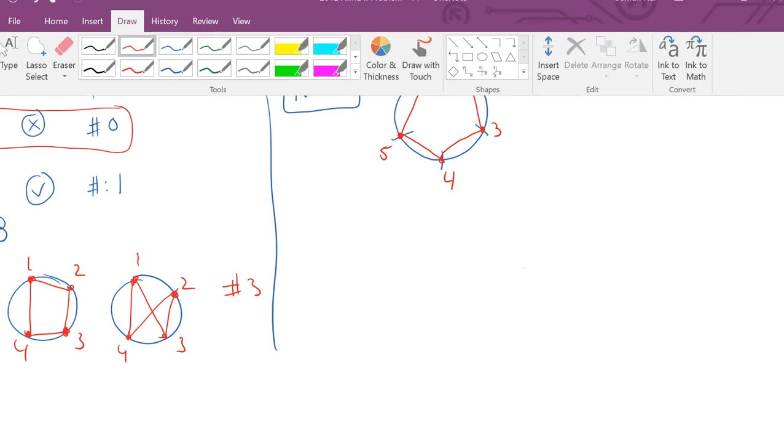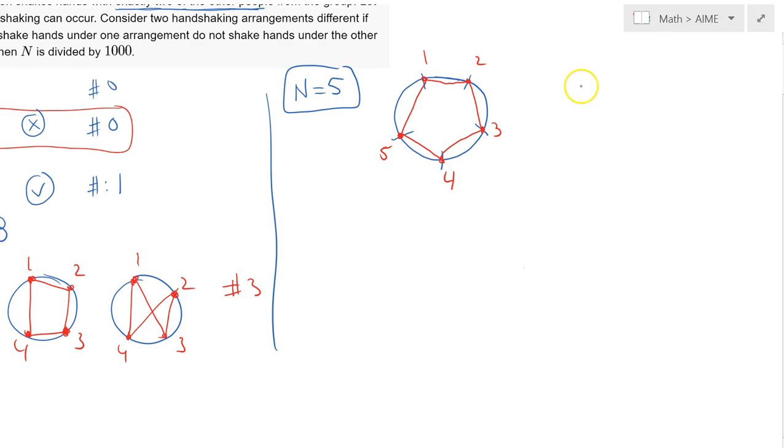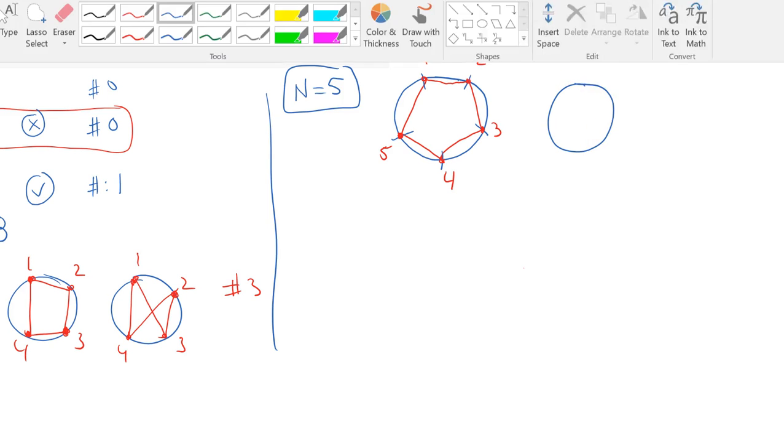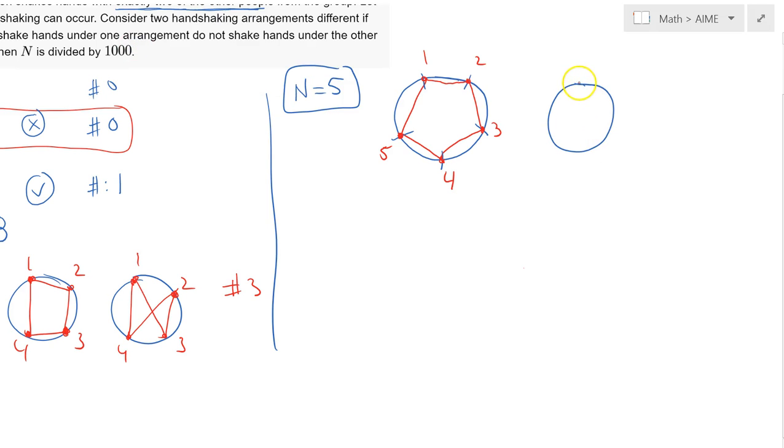So that would be 1. So there must be other ways. So let's draw our thing again. And then 1, 2, 3, 4, 5.